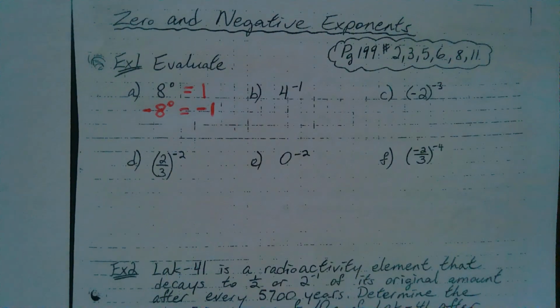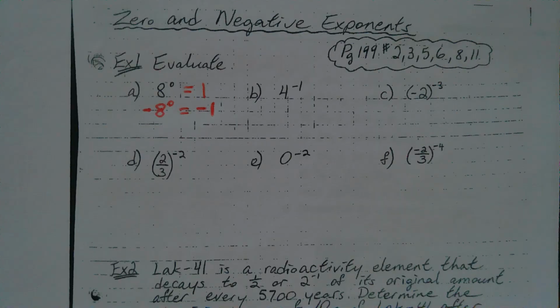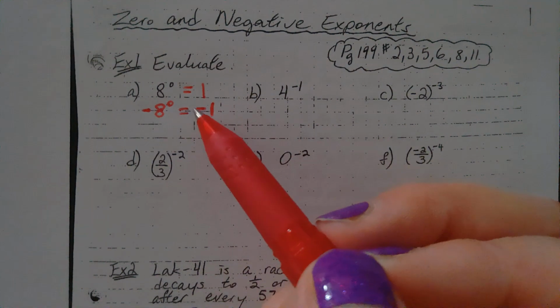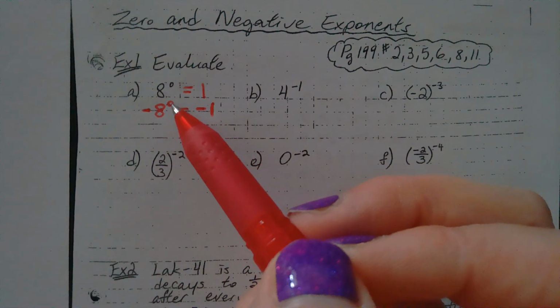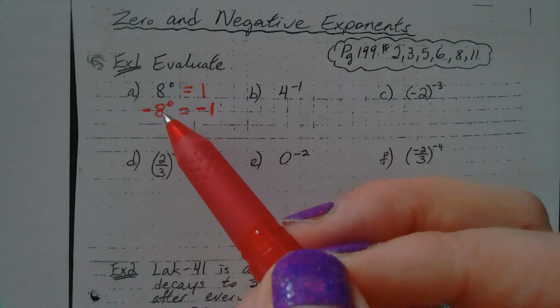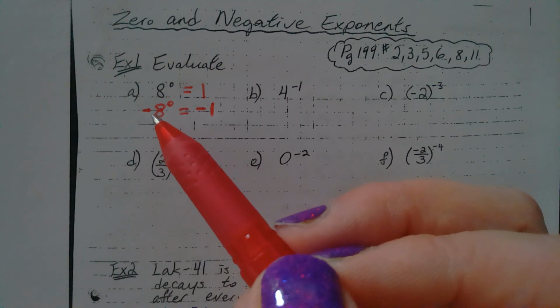-1. Right. So if you're thinking, Miss, you just told us a second ago that everything to the power of 0 is 1, then why is this -1? Because the 0 is only applying to the 8 and not the negative outside of it.